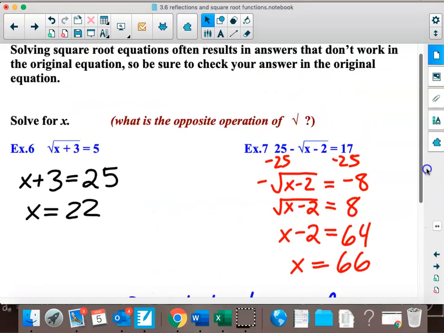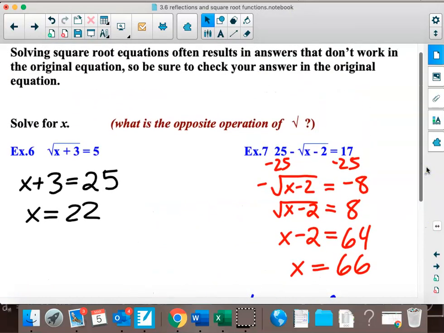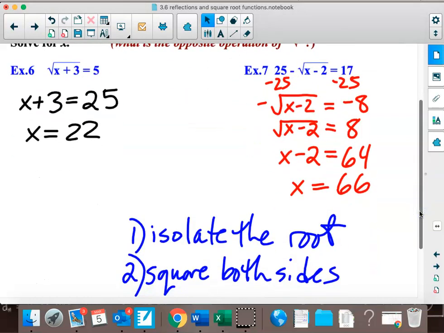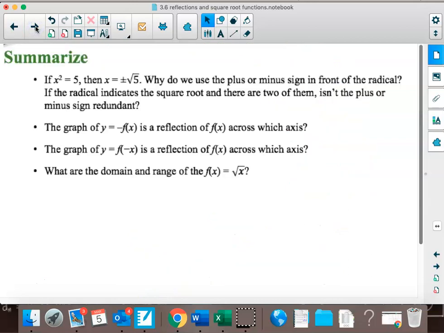Hey, check your answer. 66. What is 66 minus 2? 64. What's the square root of 64? 8. What's 25 minus 8? 17. We got it, right? Okay. And here endeth the lesson.